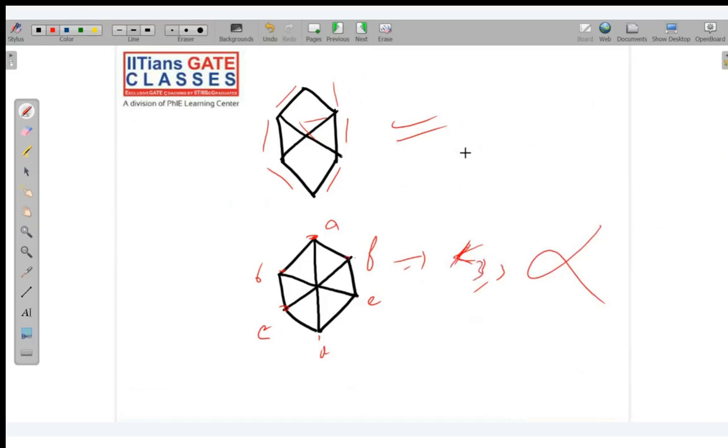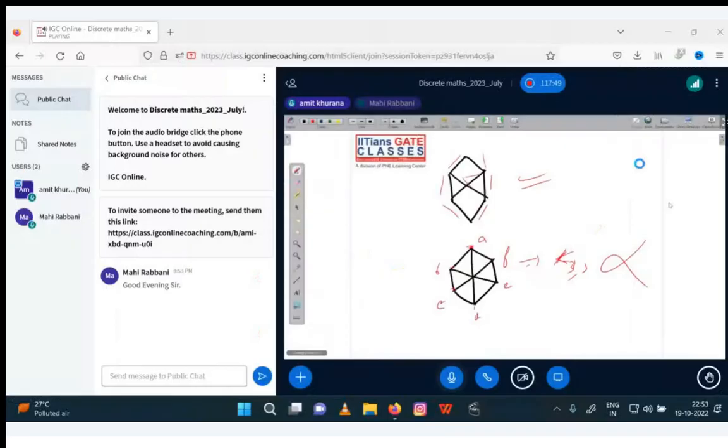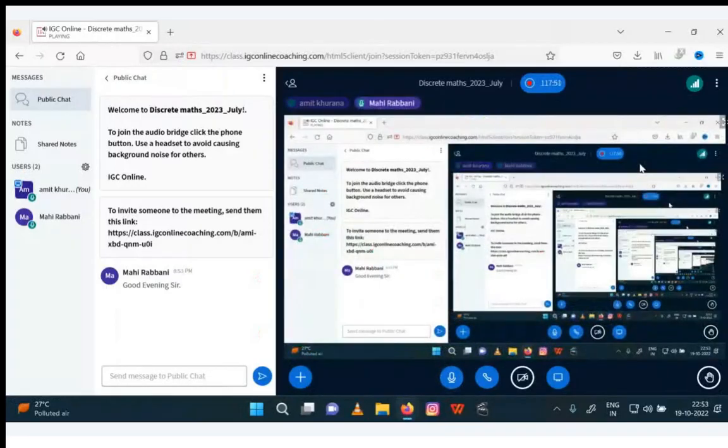Okay, so I think time is up. We will start from here itself in the next class. In the next class, most probably graph theory will be over. Any doubt? Discrete mathematics will go for only one more day. Graph theory is the last topic in discrete mathematics.